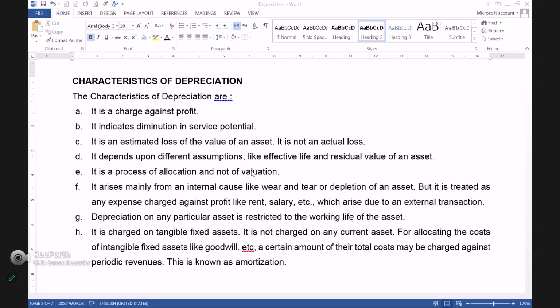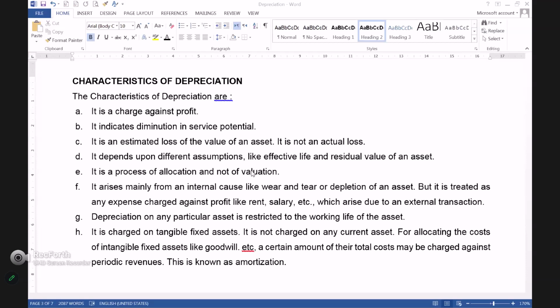Depreciation arises mainly from internal cost like wear and tear or depletion of assets. But it is treated as an expense charged against the profit, like rent and salary, which arise due to external transactions. Depreciation of any particular asset is restricted to the working life of the asset. So the depreciation depends on the useful life. After the useful life, you cannot deduct the depreciation.